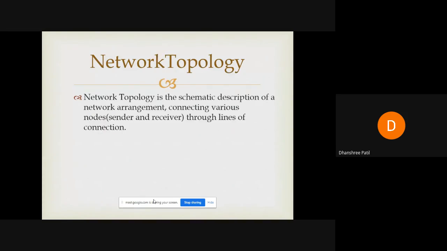Then the next point is the network topology. What is this network topology? It is nothing but the schematic description of a network arrangement connecting various nodes, sender and receiver, through lines or connections. It means how your nodes are connected with each other and which strategy or arrangement they are following to send the data. So that is nothing but the topology.